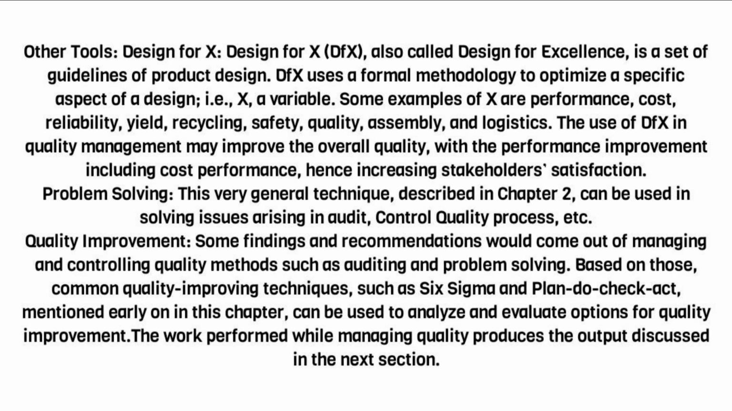increasing stakeholders' satisfaction. Problem solving: this very general technique, described in Chapter 2, can be used in solving issues arising in audit, control quality process, etc. Quality improvement: some findings and recommendations would come out of managing and controlling quality methods such as auditing and problem solving. Based on those, common quality improving techniques, such as Six Sigma and Plan Do Check Act, mentioned early on in this chapter, can be used to analyze and evaluate options for quality improvement. The work performed while managing quality produces the output discussed in the next section.